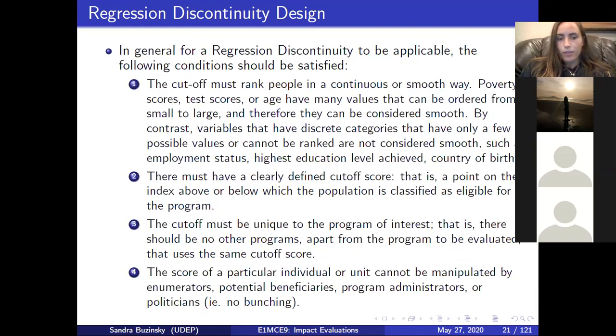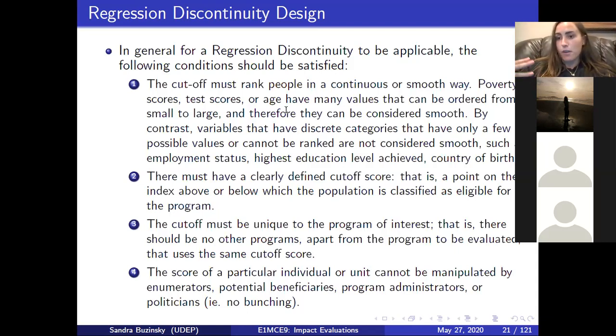Okay, so the one other thing about the cutoff is that it must rank people in a continuous or smooth way. So we need a continuous variable for our x variable. For example, poverty score, which we talked about, or a test score, or even age, these variables that have very many values. Then we can find a very close group of people around the cutoff. So we can look at, for example, people with poverty indexes between 55 to 60 and just people under the cutoff, right? So it needs to be a continuous variable.